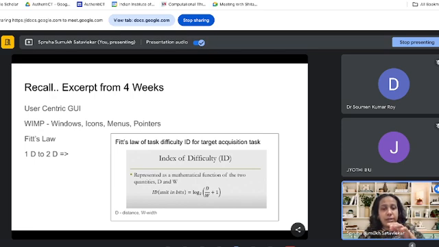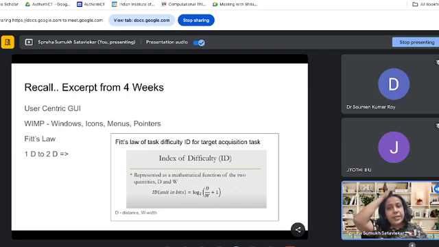Initially, wherever your pointer is placed, the next position's distance from that pointer is the D, and the point that you want to click, its width, is known as W. This initial Fitts law is only modeled for one dimension, so it only considers the width of the target. If the target is this wide, it is easier for you to pick it up than if it were smaller. So that's the idea behind this W.